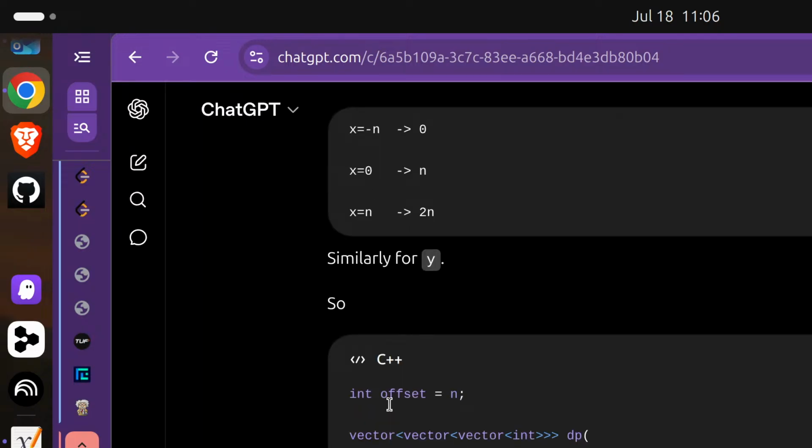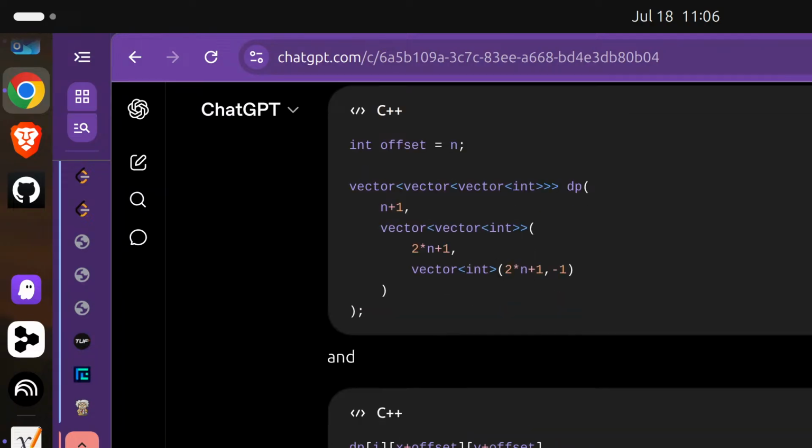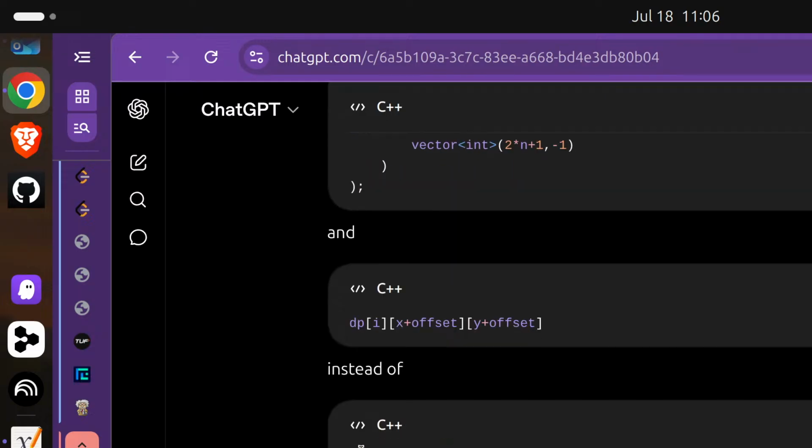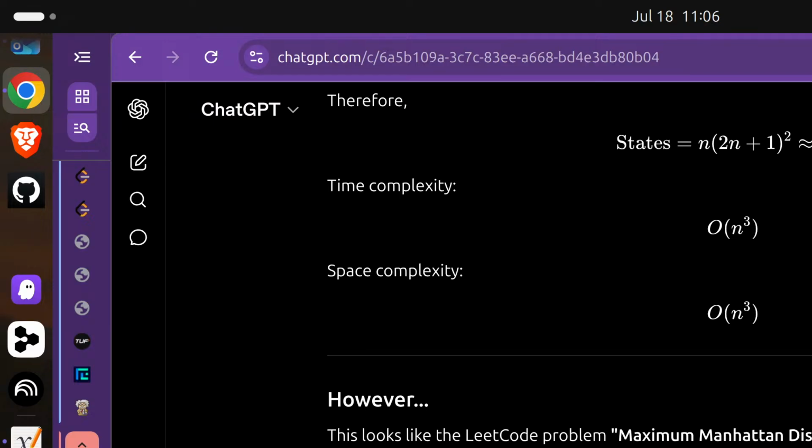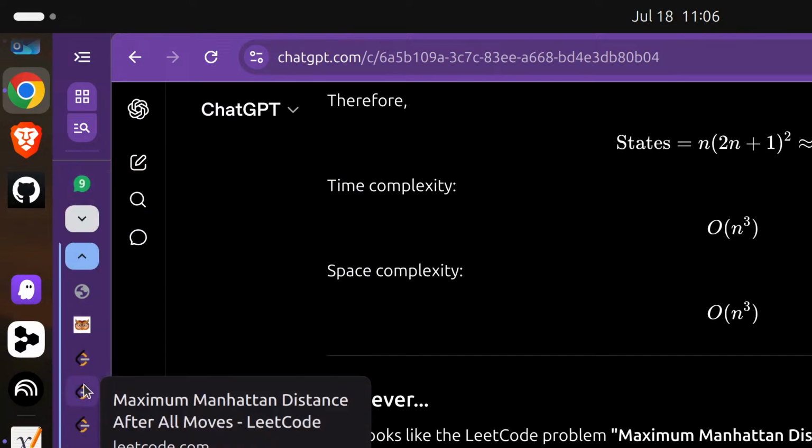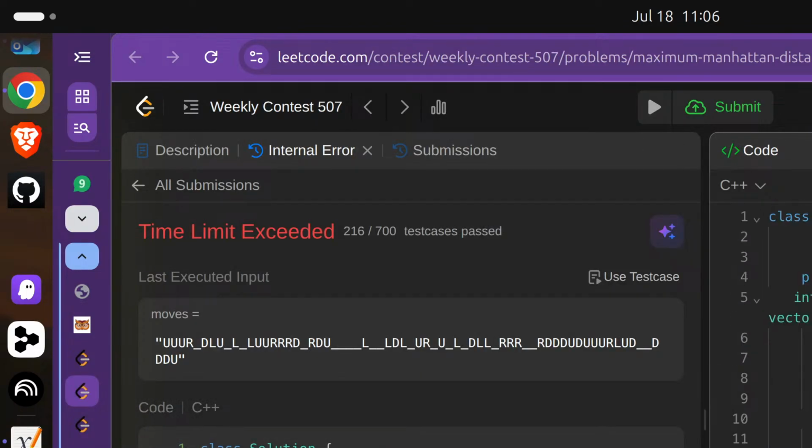So offset is this plus 1. X and y is 1 plus 1 and 2n plus 1. Okay. And dp of x plus offset. Alright. So complete. Okay, we will look into it, but let's try to do this first. Right.